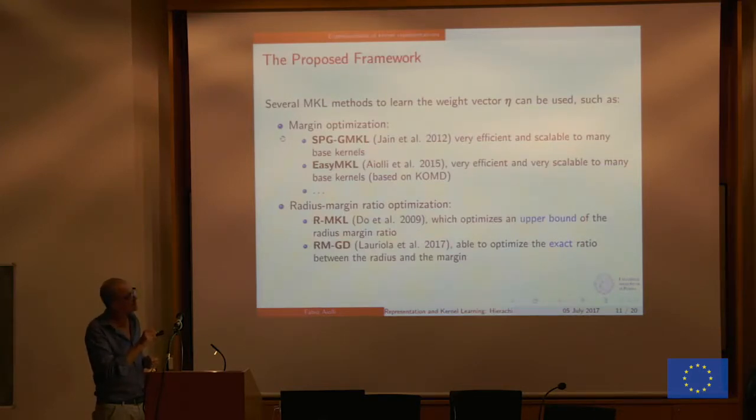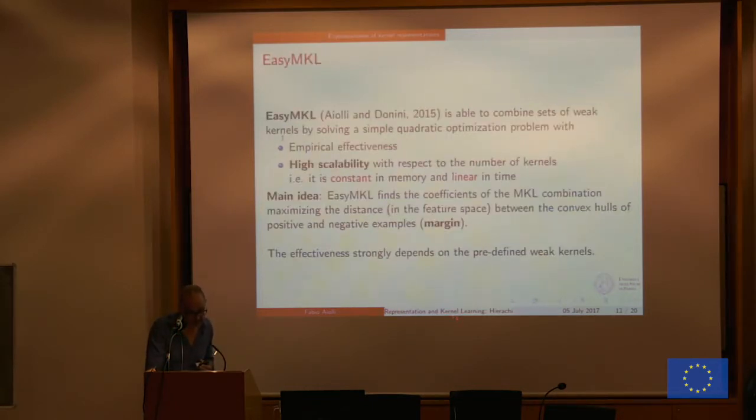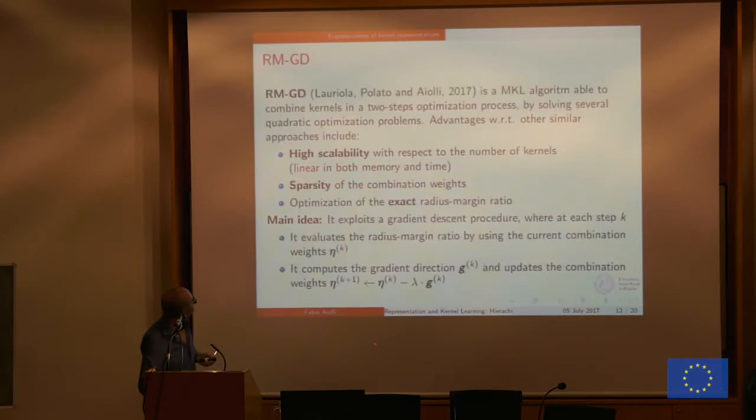Actually, it optimizes this upper bound. And the other one, which is ours, is RMGD, which is able to optimize the exact ratio between the radius and the margin. We'll see something afterwards. And the EasyMKL is another algorithm.